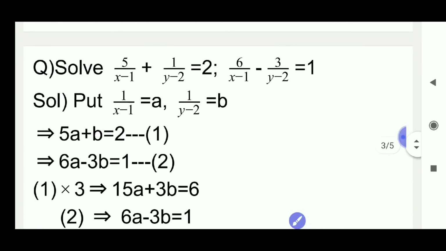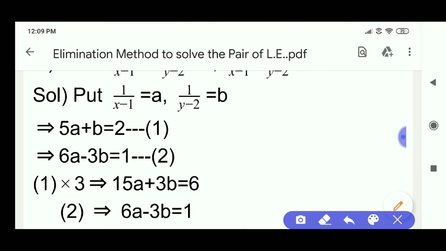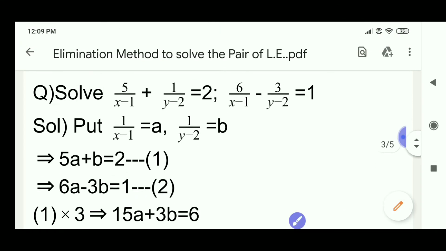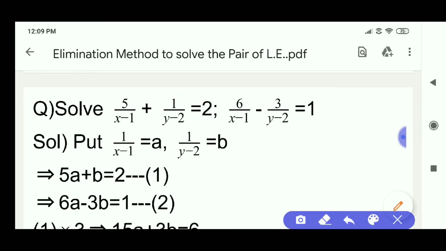Let us go for one more question. Solve 5 by x minus 1 plus 1 by y minus 2 is equal to 2, and 6 by x minus 1 minus 3 by y minus 2 is equal to 1. Now put 1 by x minus 1 as a and 1 by y minus 2 as b.